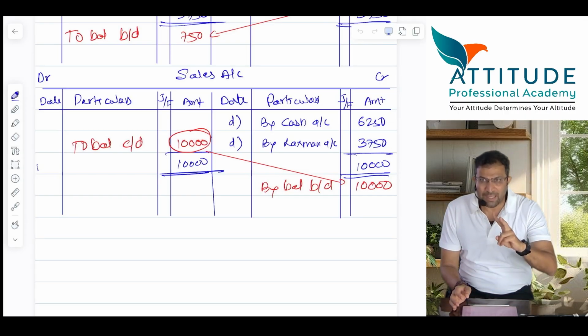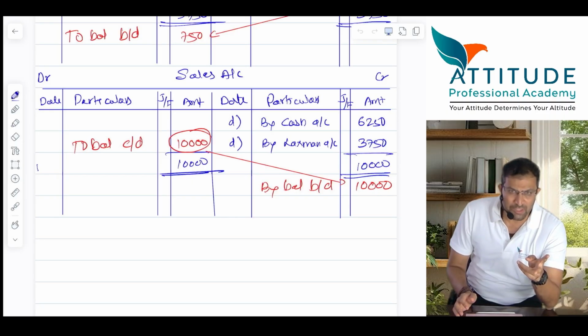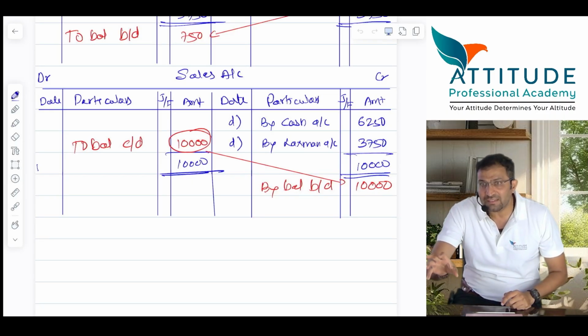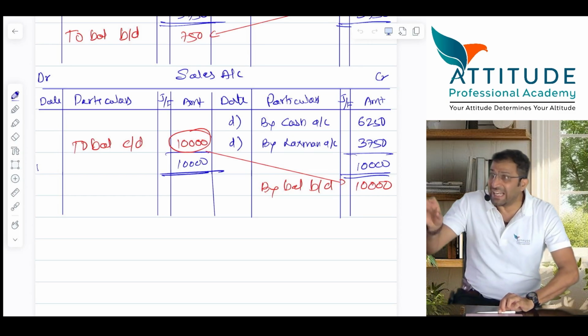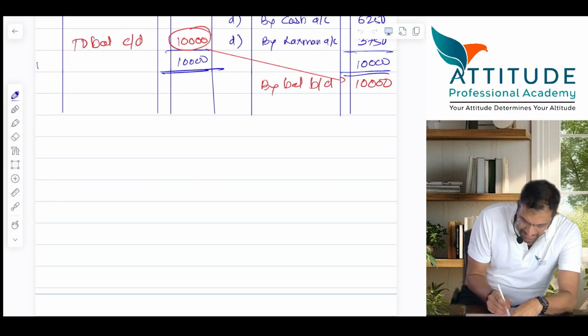Now, what you did, you pass the journal entries, then you prepare the ledger. In ledger, there are two steps. One is the journal entries are posted into ledger, that is ledger posting, and then balancing of ledger and finding out the balance. Is that clear? Now, with the help of these balances, we prepare something known as trial balance.